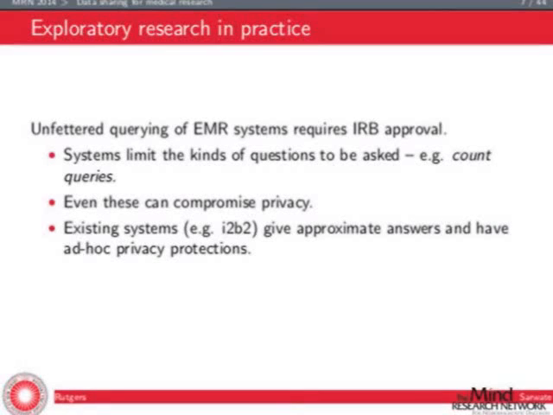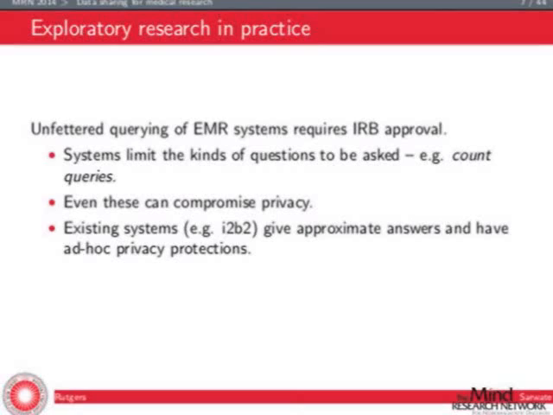So what existing systems such as i2b2 and STRIDE do is give approximate answers. You ask how many patients satisfy these properties, and it'll say, well, around 60. Then you say, okay, around 60, I'll do a back-of-the-envelope power calculation and see if that's enough for my study.